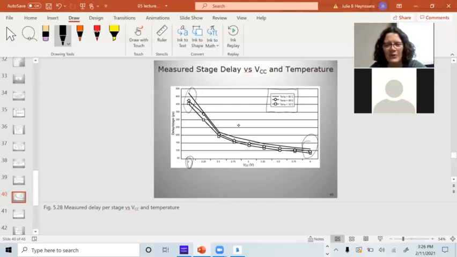And then the whole idea here is how low can we make VCC before our delay gets too high? These numbers are a little bit old, but the same concept's happening now. You could change this to 2 and you could change this to 0.8 and you would probably see the same kind of curve.